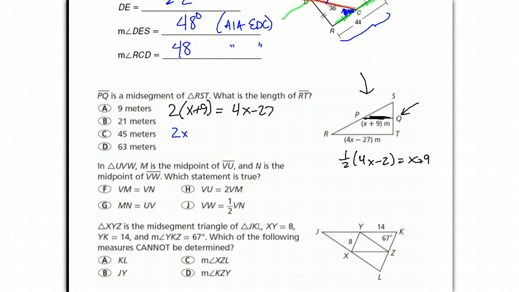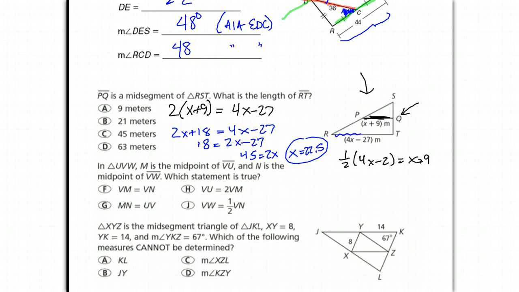So we'll go ahead and distribute. We get 2x plus 18 equals 4x minus 27. And when you do all this solving, subtracting 2x, you get 18 equals 2x minus 27. You continue on there, you get 45 equals 2x, and x equals 22.5. But that's not one of our answers, that's just x. We want to figure out the length of RT. So to figure out RT, we would plug 22.5 into that expression for RT, and we would get D is the answer.